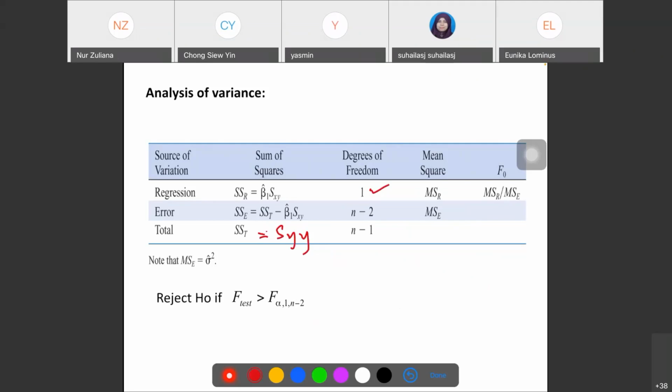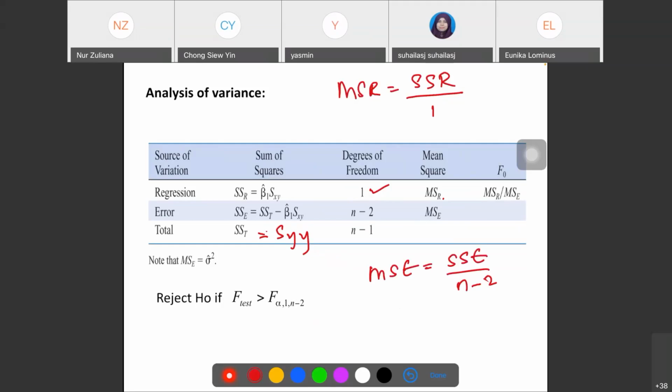Okay, the first one, degree of freedom for regression is 1. Okay, sebab kita ada beta 1 je. Okay, you want to test. And then error dia n minus 2. Okay, total n minus 1. And then the same thing, mean square regression. Mean square regression is just mean square regression, your which is 1 lah. So you got 2. Okay, you get mean square error.